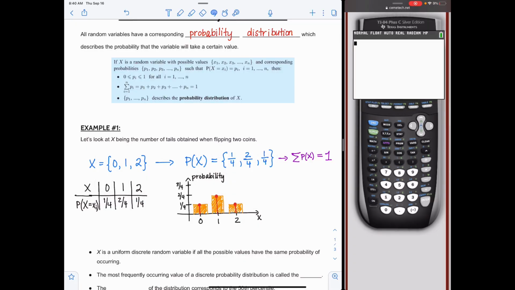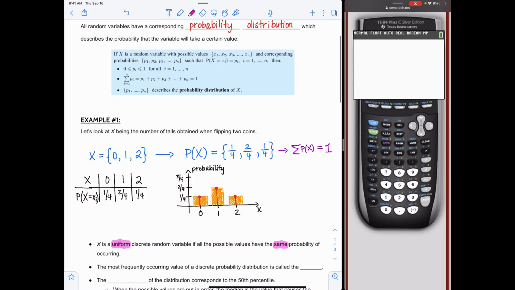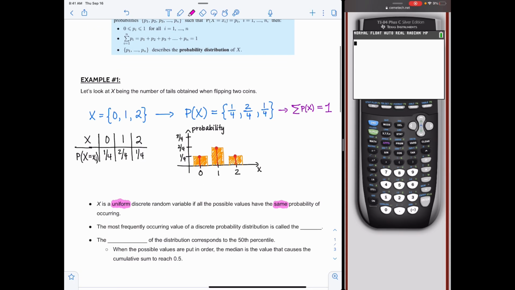All right. So when we say X is a uniform discrete variable, that means that the possible values are going to have the same probability of occurring. Remember, when we think about the word uniform, we know when people wear uniforms on their job or at school, the purpose of it is to make everybody look the same. So uniform discrete random variables will have the same probability of occurring when it comes to all the possible values or producing those possible values.